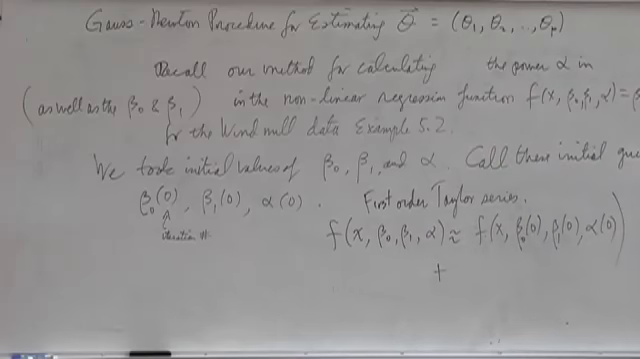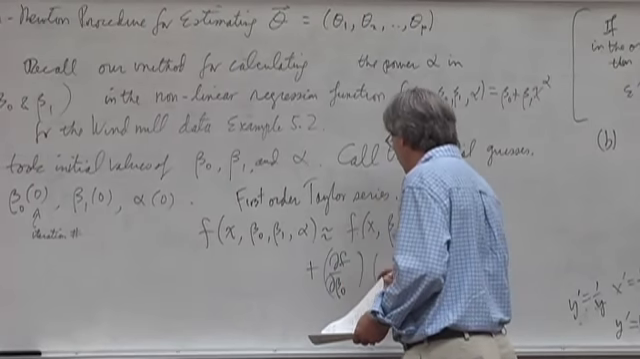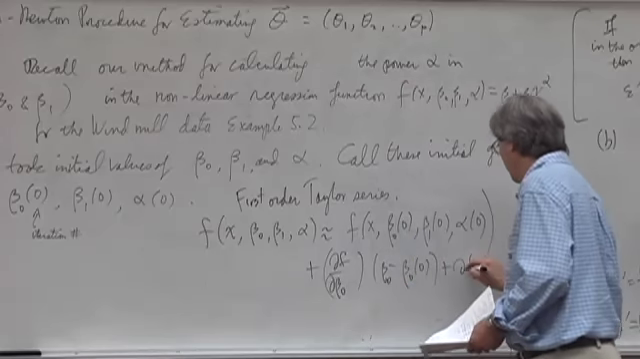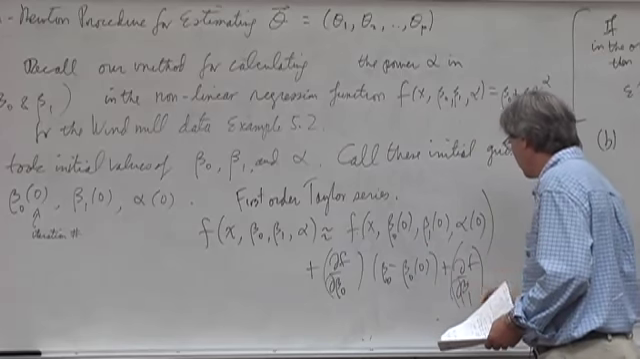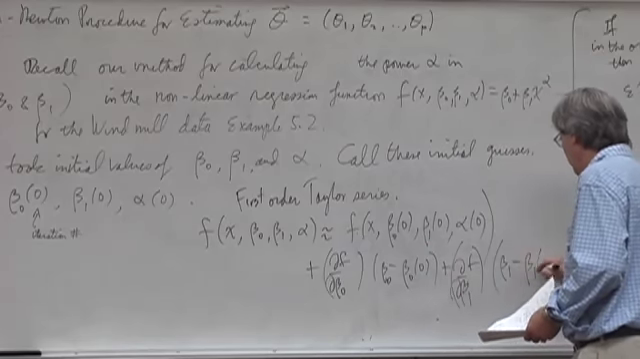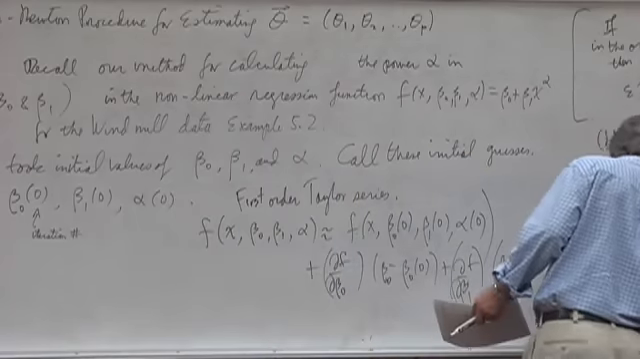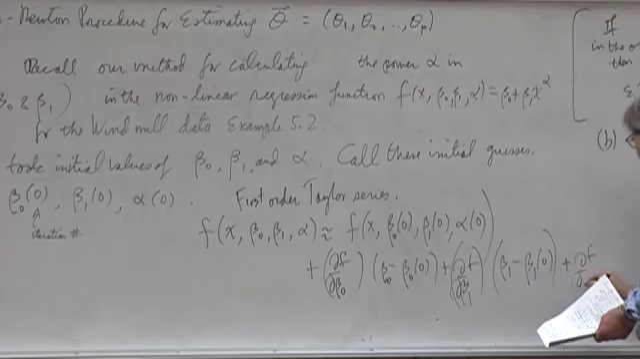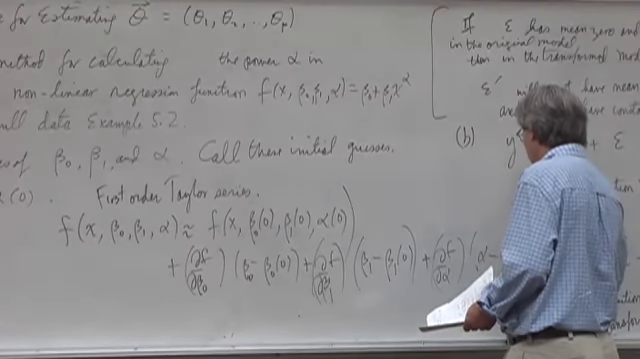I have to use the partial derivatives of f with respect to the parameters, partial of f with respect to beta 0 times beta 0 minus beta 0 at 0, okay, plus partial of f with respect to beta 1 times beta 1 minus beta 1 initial plus partial of f with respect to alpha times alpha minus alpha naught. Okay?